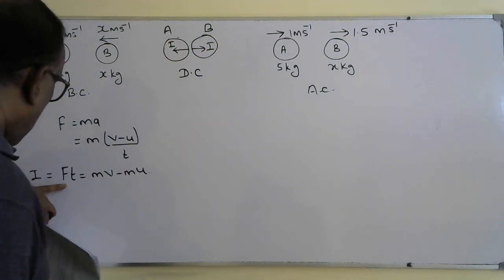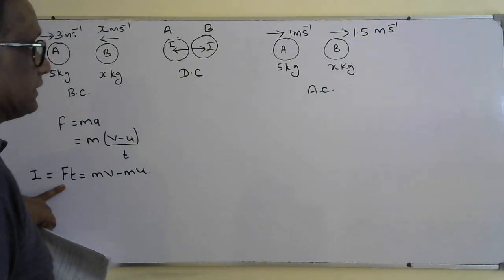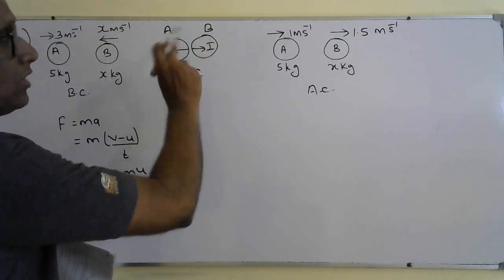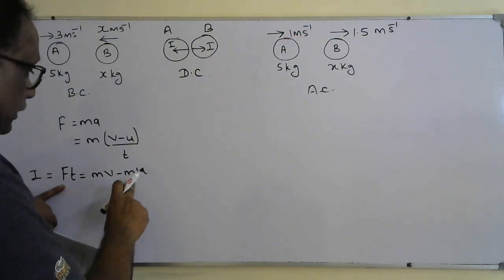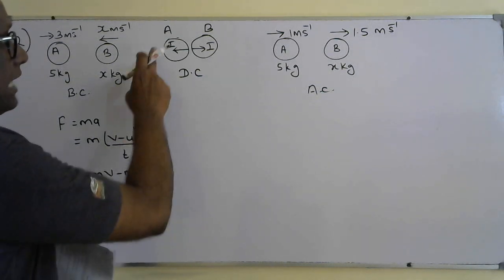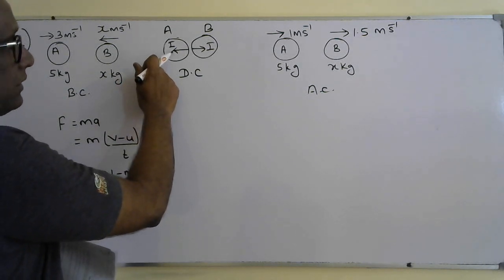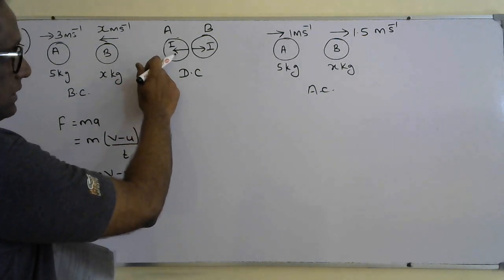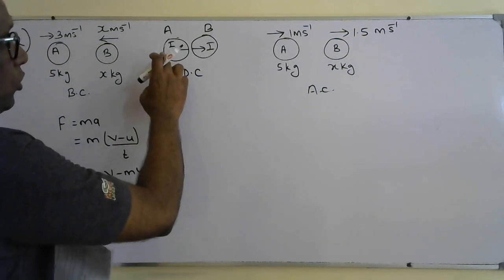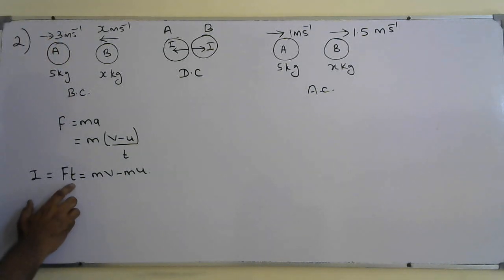The direction of impulse is always along the direction of the force experienced by the object during collision. B experienced force towards right, so the impulse on B will be towards right. That is, the change in momentum of B will be towards right. Change in momentum is a vector quantity. Same way, the force experienced by A during collision is towards left, so the impulse on A will be towards left. Change in momentum of A also will be towards left. Both impulses will have the same magnitude, because both experience force for the same time.